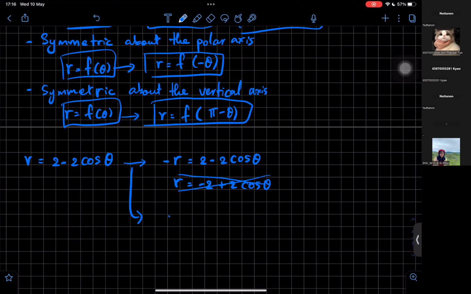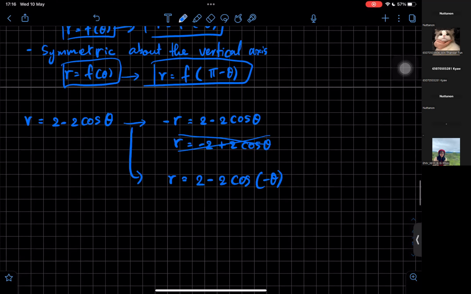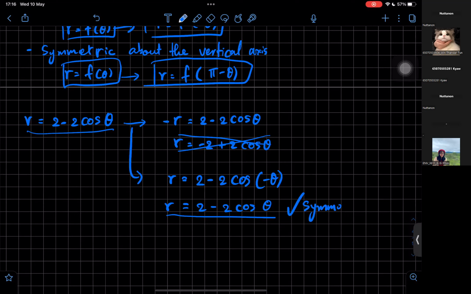Another one: I want to check whether it's symmetric about the polar axis or not. So I change theta to minus theta. I get 2 minus 2 cos of minus theta. And the cos function is an even function, so cos of minus theta is equal to cos theta. As you can see, these two are equal to each other, so it's symmetric about the polar axis.